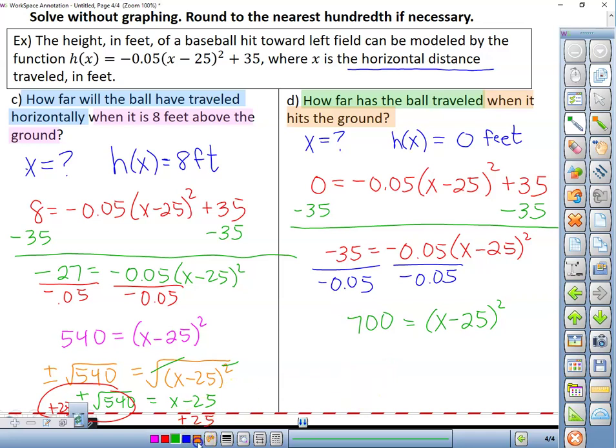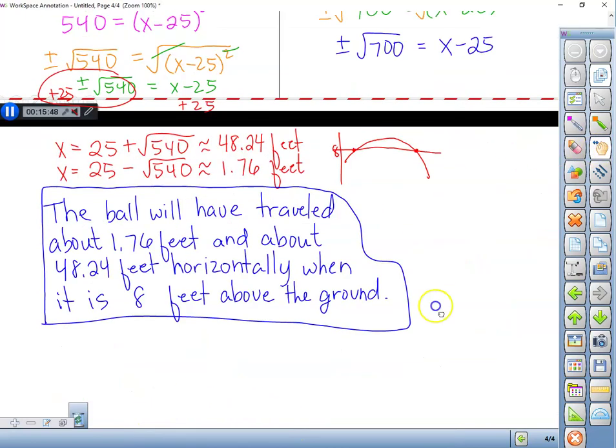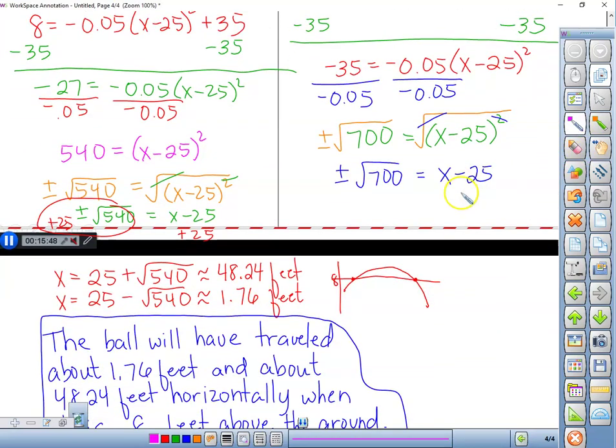So we'll use that. So now we can take the square root of both sides. Remember, that's going to give us a positive or negative in front of our square root of 700. We have the square root of our quantity squared. So over here, our square and square root undo each other, and that gives us x minus 25. We still have positive or negative square root of 700 over here. So now, we are going to add 25 to both sides.